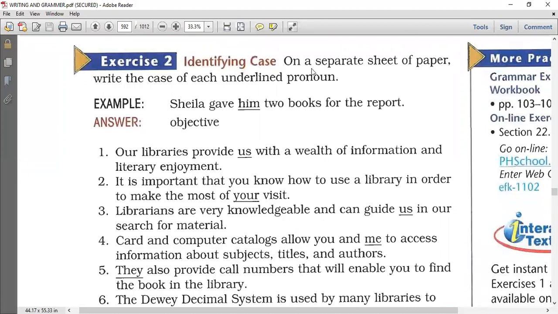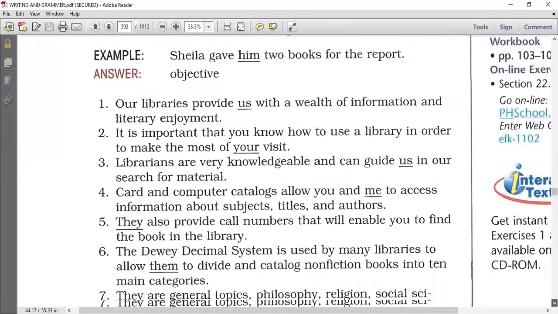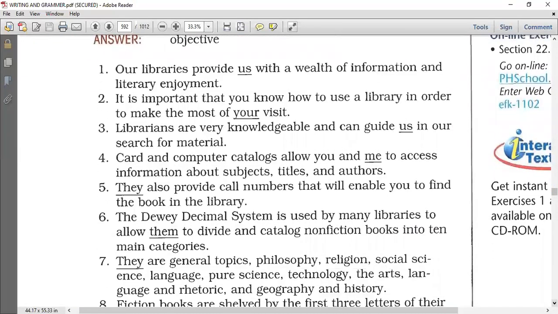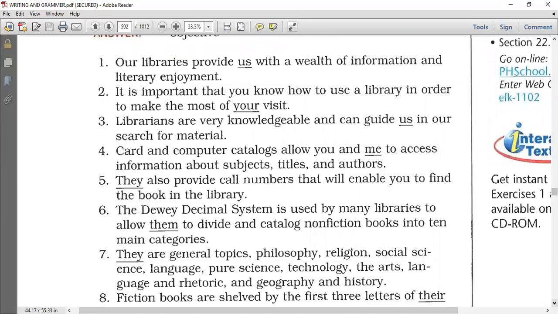Identifying case on a separate sheet of paper. Write the case of each underlined pronoun. We did this in the skill check, so we'll do just 1, 2, and 3. I think this is easier than the previous exercise, guys. Put your hands up if you want to answer, please. Our libraries provide us with a wealth of information and literary enjoyment. Who's ready?